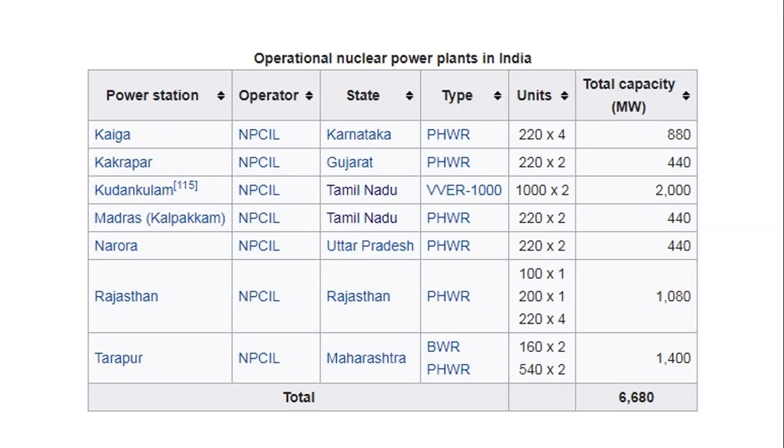In the upcoming years, there is a huge demand and scope for nuclear power in India, looking at the growing demands of industry and different applications. So this is all about nuclear power plants.